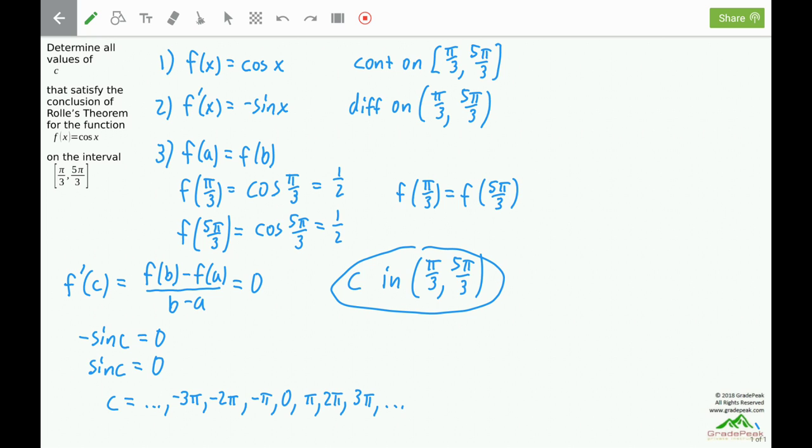Pi over 3 is bigger than 0, which means anything that's 0 or less will not be included, so we don't want any of these ones over here. And 5 pi over 3 is not quite as big as 2 pi, because 2 pi is 6 pi over 3. So none of these are included over here either. It looks like we're left with just one c value, that pi right there. We were guaranteed there would be at least one. There may have been more. In this case, there was only one value. So it looks like c equals pi is the value of c that satisfies the conclusion of Rolle's theorem for this function.